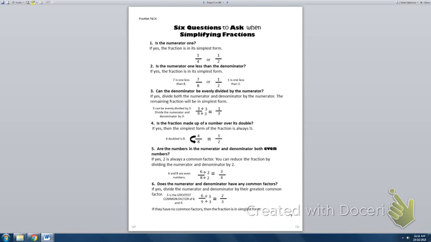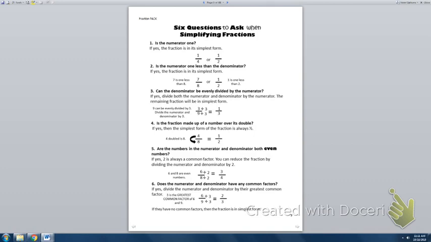Number 3. Can the denominator be evenly divided by the numerator? But I like to just say, can you take the top number and divide it evenly into the bottom? When this happens, you always have 1 on top. So that means you're going to be in lowest terms because that falls into number 1.